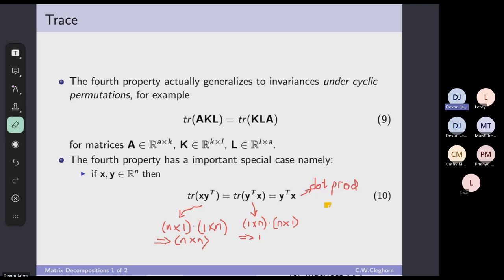And so this fourth property has an important special case, namely that if x and y are two n-dimensional vectors, then whether you go x times y transposed, giving you a square n by n matrix, or you go y transposed times x, which gives a scalar because that's now the dot product, and take the trace of that single scalar, it is the same as the dot product.